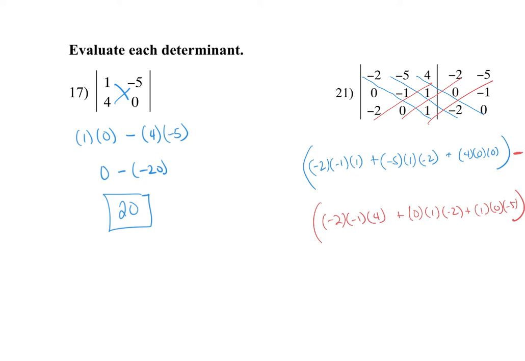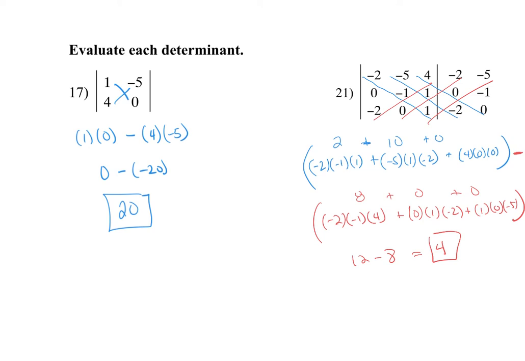And so when you do this, you're just going to simplify within. So I have -2 times -1 times 1, -5 times 1 times -2, and then plus 0. We have -2, -1, and 4, 0, and 0. So I end up with 12 minus 8. My determinant here is 4. All right.